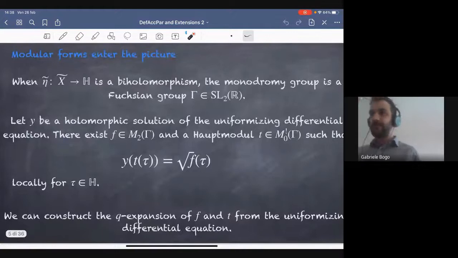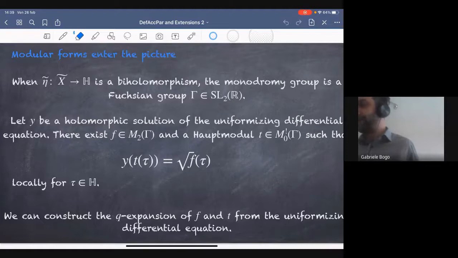Okay. And how are modular forms related to accessory parameters and uniformization? The point is that when you find such a map from the universal covering to the upper plane, then the monodromy group of your differential equation is precisely the deck group of transformations of the covering. And this group will be for sure a Fuchsian group, so a discrete cofinite subgroup of SL2(R) with limit set the real line. We're just discussing the Fuchsian case.